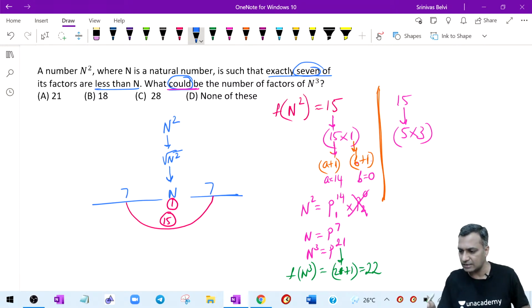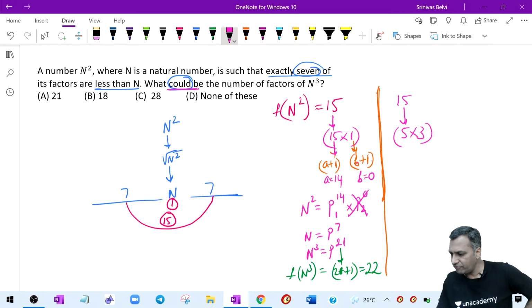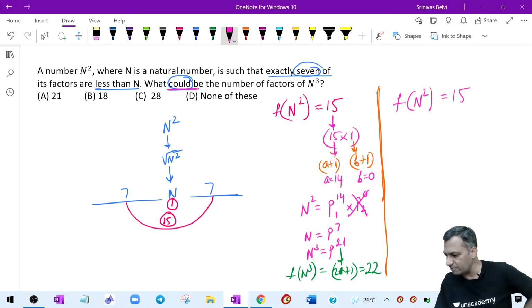Now listen, come to the other side of the answer. Let's take a look here. 15 can also be written as, let me write it here. Factors of n square is equal to 15. I can write this 15 as 5 into 3, meaning a plus 1 is 5. B plus 1 is equal to 3.